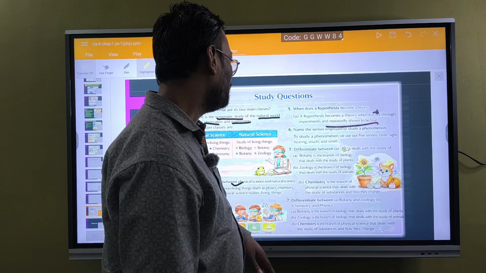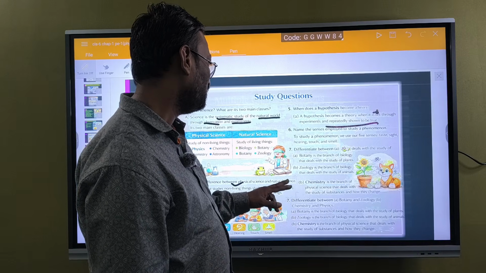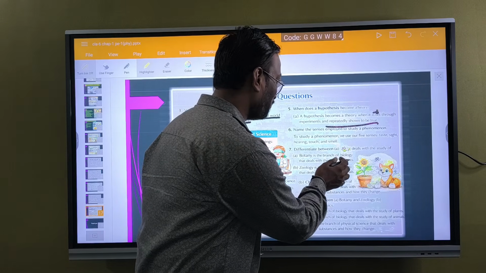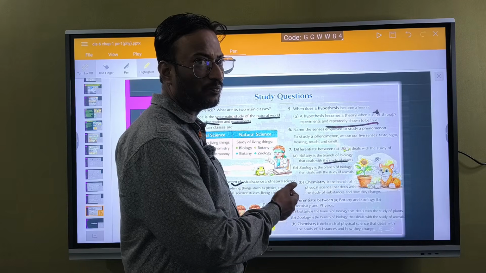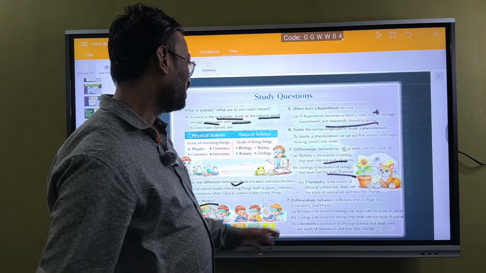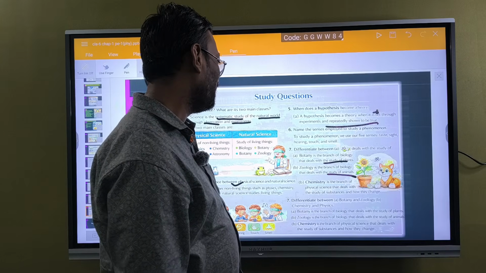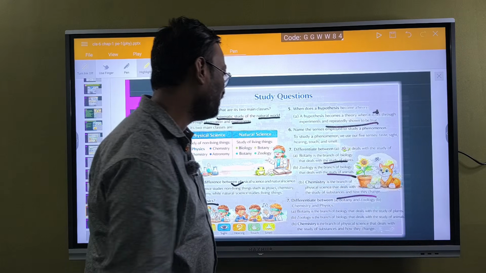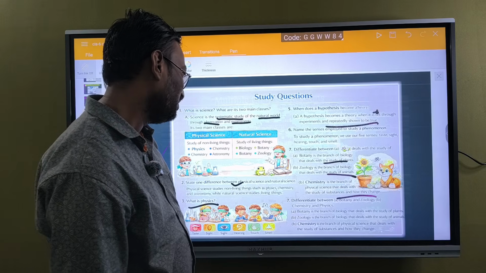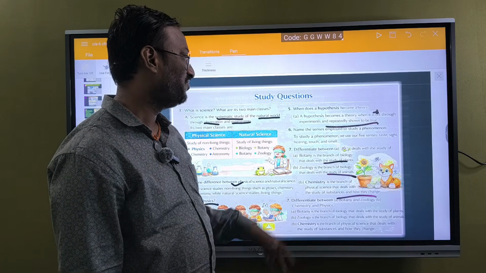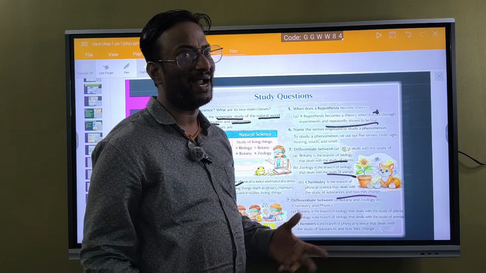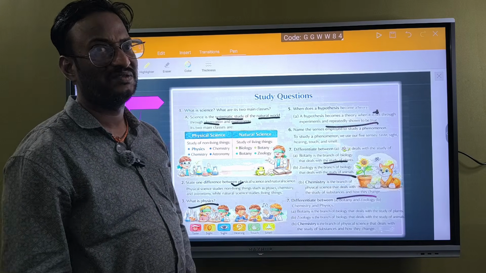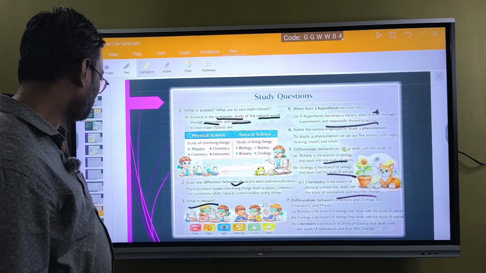Differentiate between botany, zoology, chemistry and physics. Botany is a branch of biology that deals with the study of plants. Zoology is a branch of biology that deals with the study of animals. Chemistry is a branch of physical science that deals with the study of substances and how they can be changed. And we already discussed physics. It is a branch of physical science which deals with matter, and we are going to do several experiments, right?